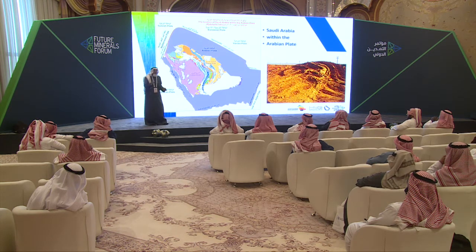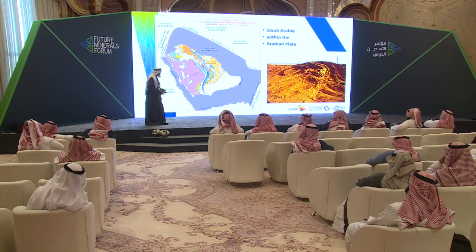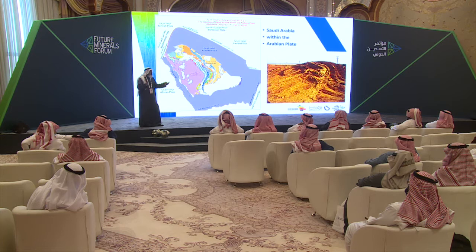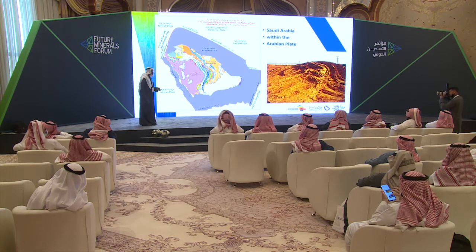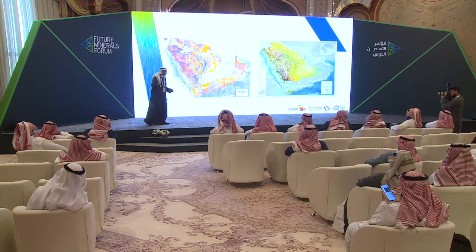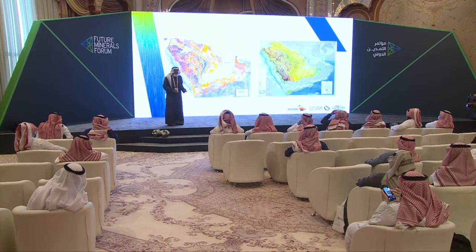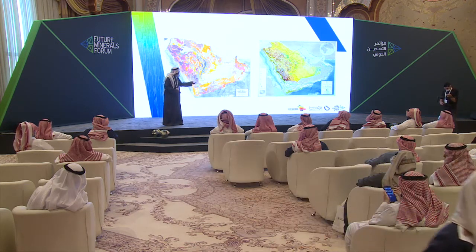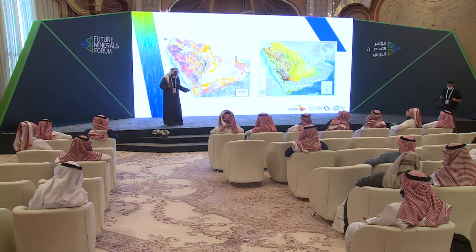The Arabian Peninsula occupies most of the Arabian Plate. The Arabian Plate is shown in gray; the Arabian Peninsula covers most of it, and Saudi Arabia covers most of the Arabian Peninsula. So we have the most part of the Arabian Plate. The movement of the Arabian Plate is the main factor in shaping our topography: coasts, plateaus, mountains, and wadis. This is caused by, or is a result of, the tectonic movement. So we have to understand the tectonics in order to explain the topography, the geology, and whatever there is in natural resources.